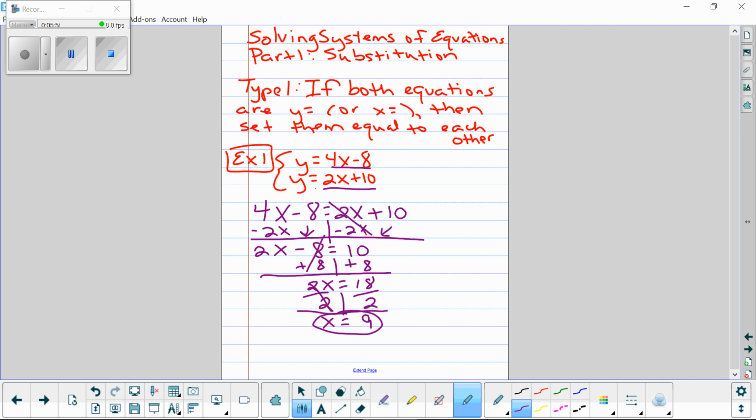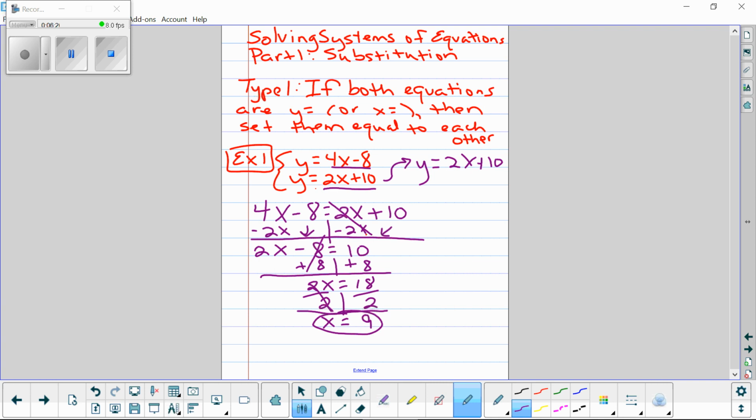So I can plug 9 into either the first equation or the second equation. It makes no difference. In the end, the answer always comes out the same. So maybe you don't like subtraction, so you want to do the addition problem. That's fine. Then I'm going to make this y equals 2x plus 10.